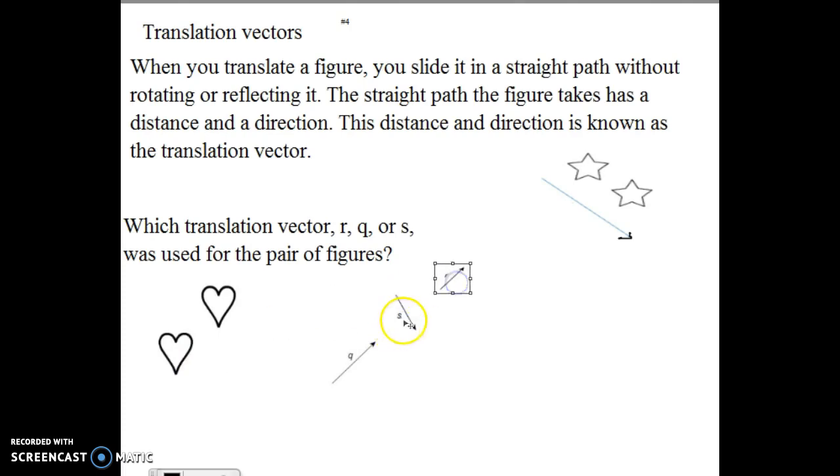So it's not R. S, well, that's not going in the right direction, right? Even if we put it there or if we put it on this figure, you can see it doesn't match up the direction. So that's not the correct answer. This one, notice if we put it there, voila, it shows the direction and the distance that this figure was moved from here to here.